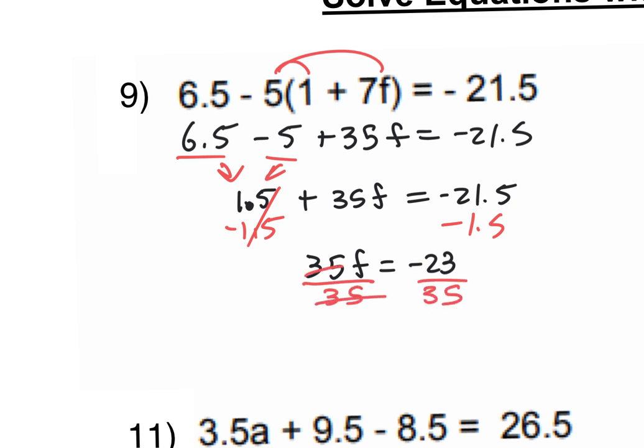And so you get f equals negative 23 over 35. And that's actually just fine to just leave your answer as a fraction. If you want a decimal, you could plug in a calculator, do negative 23 divided by 35 and get the decimal answer. But that's just fine. Okay. Let's do 11 as well.